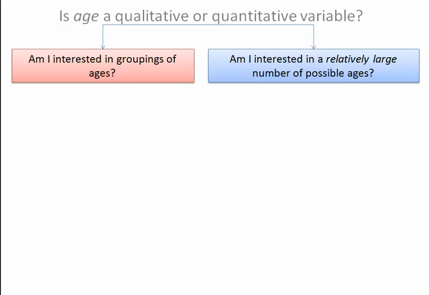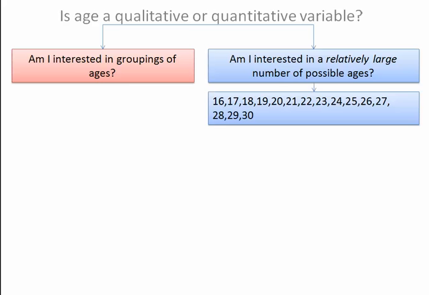Suppose that I polled a group of individuals and I'm interested in their ages and recorded their ages. And now I'm asking myself whether it's qualitative or quantitative to make a decision in the analysis that will come next. I find myself typically asking a couple of questions. The first question I ask myself is, am I interested in a relatively large number of possible ages, or am I interested in groupings of ages?